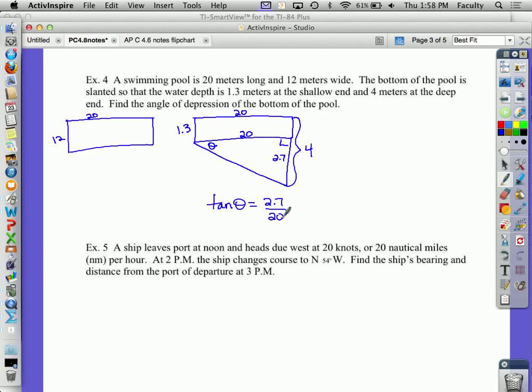Now we're going to make a connection to what we've been doing in 4.7. If you want to find an angle, you have to undo the tangent function. And that's the inverse. So check your mode, because you would be telling somebody who's going to be constructing the pool, you wouldn't tell them a radian measure. You talk in terms of degrees. So I would do inverse tan of 2.7 over 20. And I'm getting about 7.7 degrees.